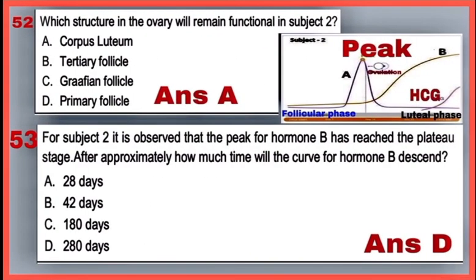Question 52. Which structure in the ovary will remain functional in subject 2? Option A. Corpus luteum will remain functional. Question 53. For subject 2, it is observed that the peak for hormone B has reached a plateau stage. After approximately how much time will the curve for the hormone descend? Option D. After 280 days, which is the gestation period, the curve for hormone B will descend.